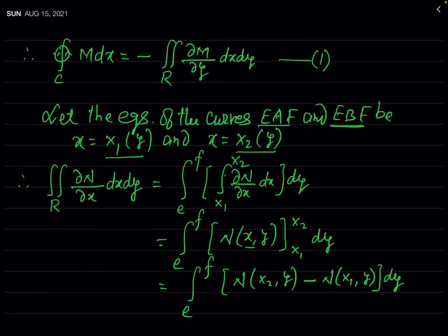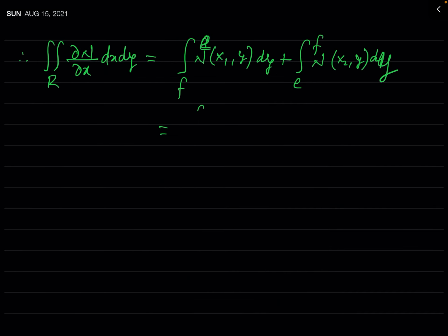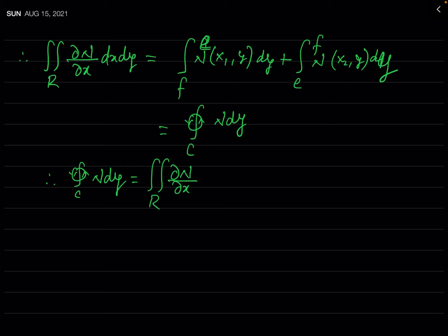sense. So actually the sum of these two integrals may be simply written as integral along the closed curve C in anti-clockwise sense n dy. We can write it. And so you can say the integral along the closed curve C n dy is equal to integral over r del n by del x dx dy, and say this is equation 2.